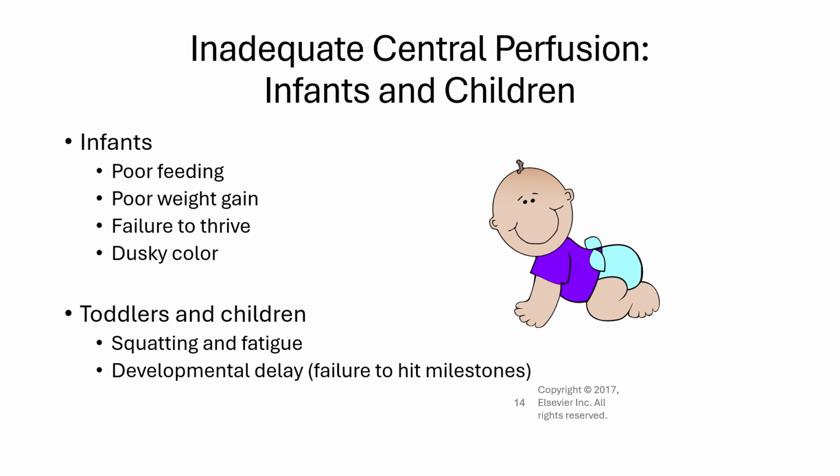In infants and children having inadequate central perfusion, we're going to see poor feeding patterns. Sometimes neonates just don't have the power to actually suckle and to control the fluid that is in their mouths. So, they have failure to thrive. They have poor weight gain. And most times, if they have a heart condition, they're going to see a dusky color either immediately after birth or shortly thereafter. With toddlers and children, we're going to see squatting and fatigue.